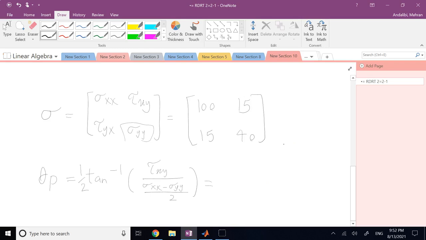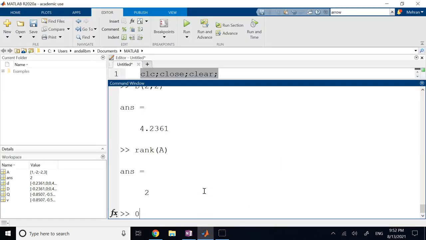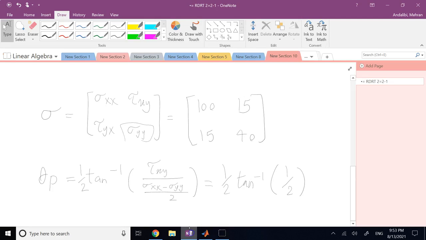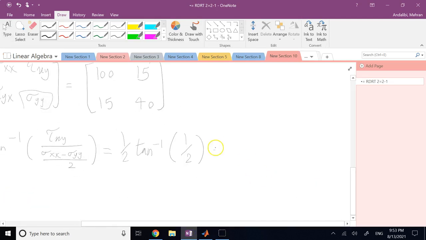If I go ahead and apply that formula here, it is going to be 1/2 tangent inverse of 30 divided by 60, so 1/2 tangent inverse of 1/2. Let's do that here: 0.5 times arctan of 0.5. And the answer is 13.28 degrees.